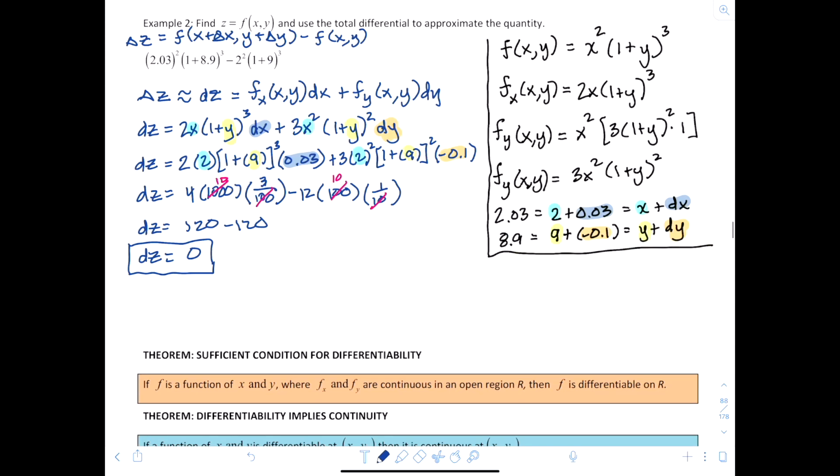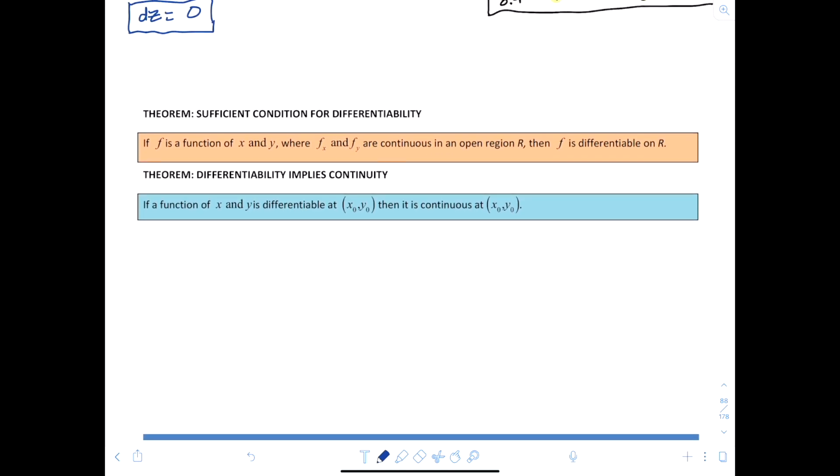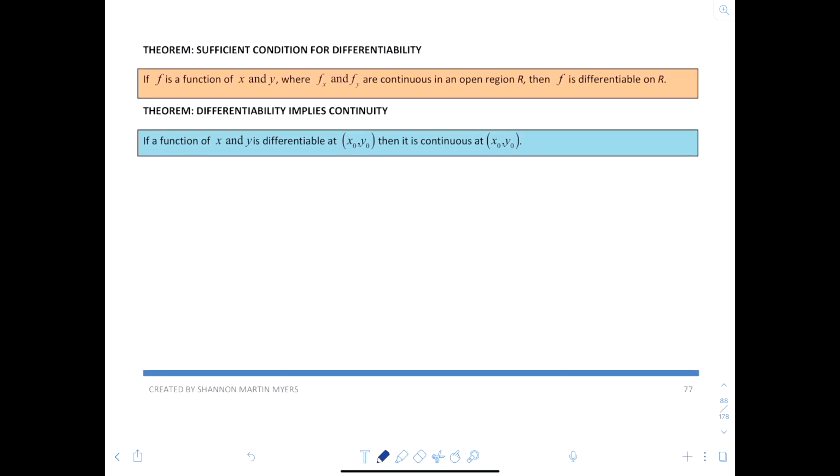All right, so next up is a theorem, sufficient condition for differentiability. If f is a function of x and y, where fx and fy are continuous in an open region R, then f is differentiable on R. Okay? So what is that saying? Your premise is that you've got this continuity, where your first partial derivatives, fx and fy, are continuous. And if that's the case, then f of x and y is differentiable.